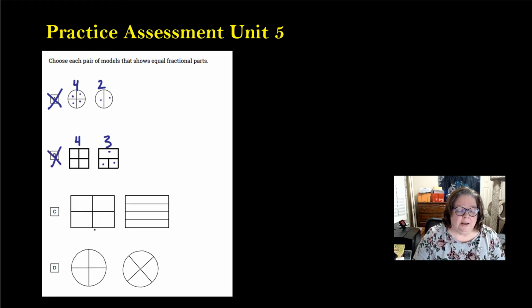Okay, let's count here. 1, 2, 3, 4. And they're all equal. The rectangle's divided into equal parts. 1, 2, 3, 4, and they're all equal. These do match. And let's look at this one. 1, 2, 3, 4. 1, 2, 3, 4. We just tilted it on its side a little bit, but they both still have 4 equal pieces, and so there are 2 answers, C and D.